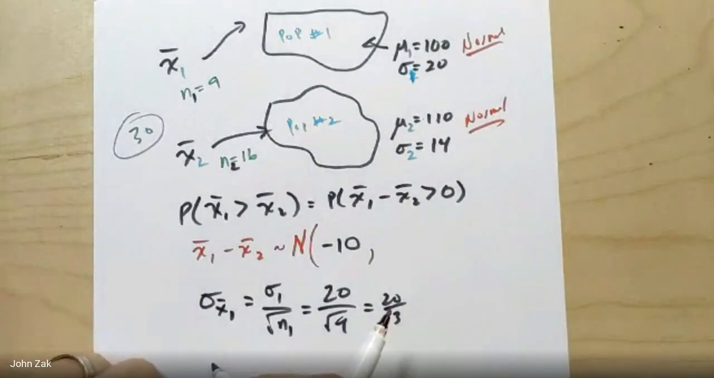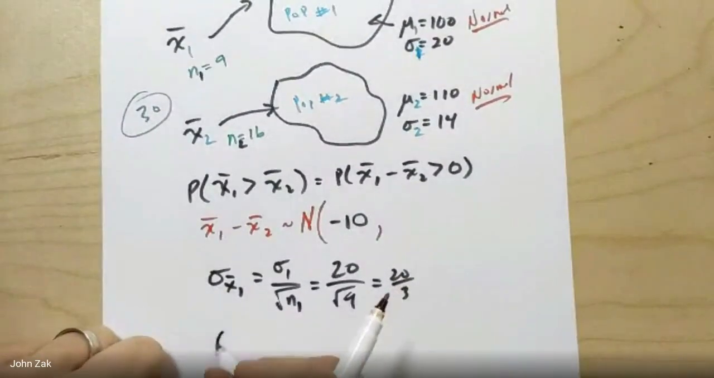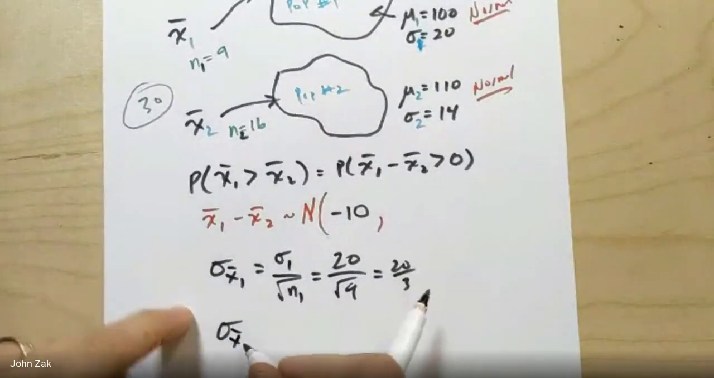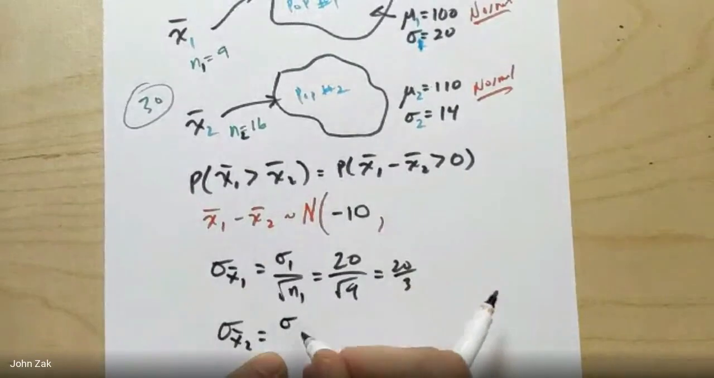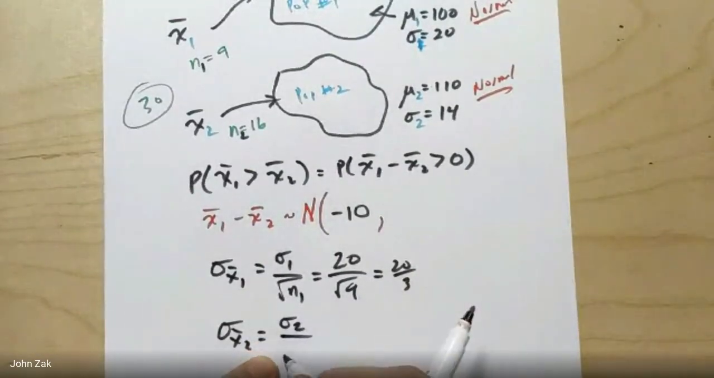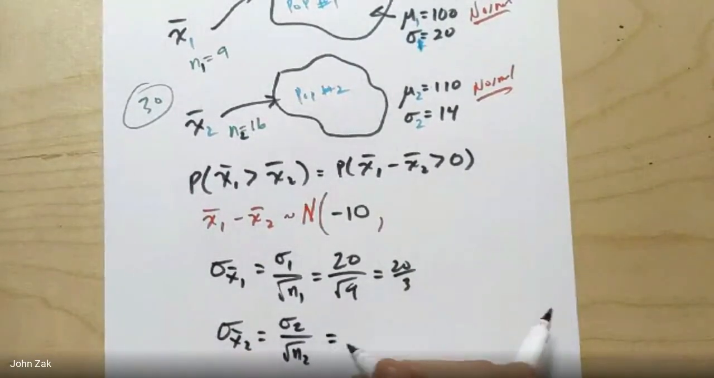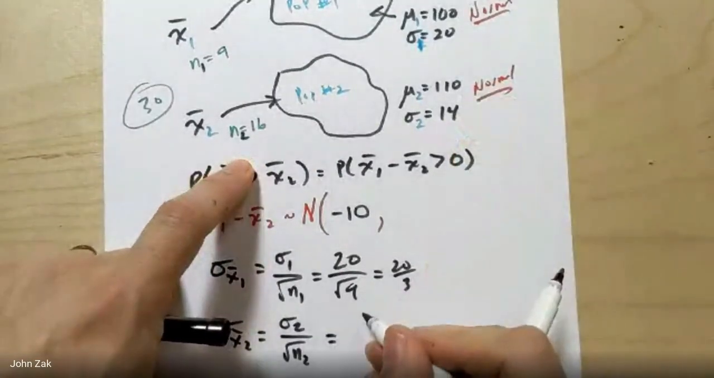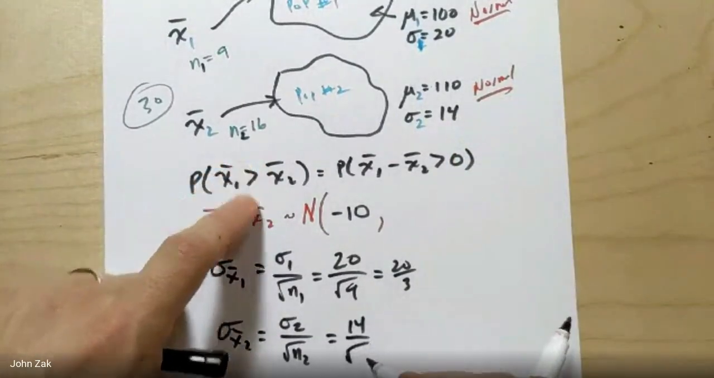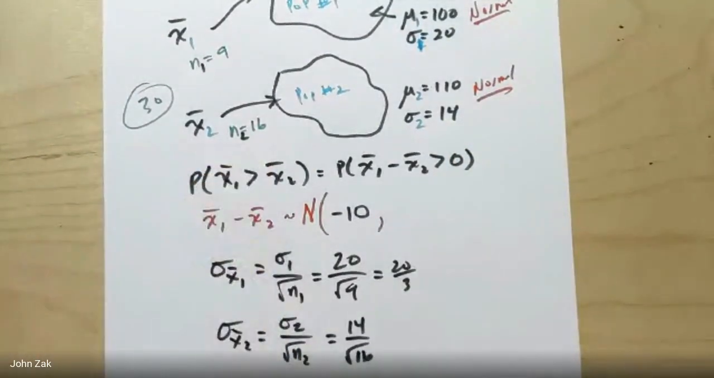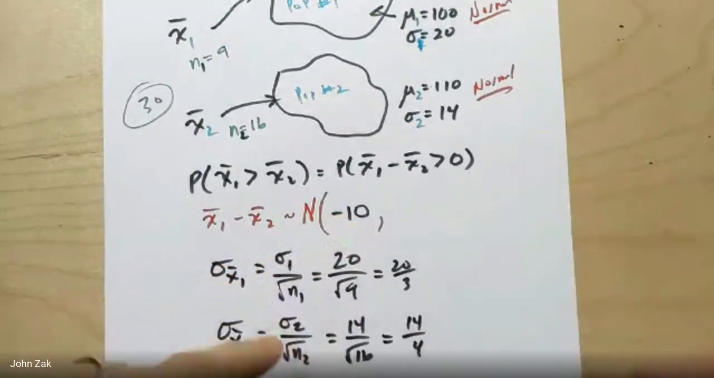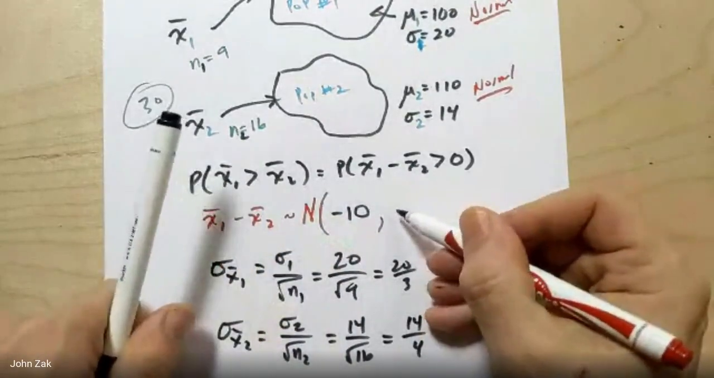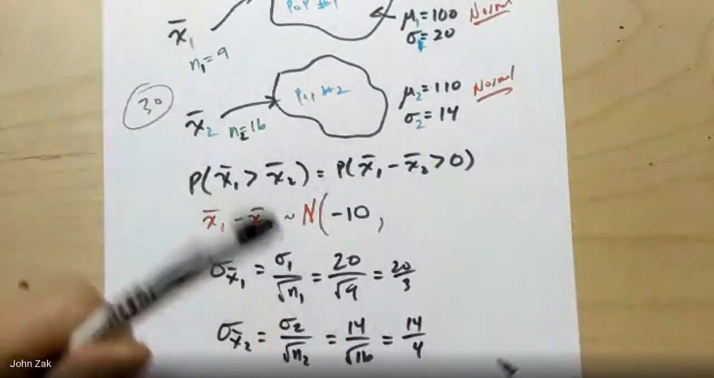And then if I think about it too, what's the standard deviation of sample mean 2's distribution? That would be population standard deviation 2 divided by the square root of the second sample size. So that would have been 14 over the square root of 16. Right. And so that would be like 14 over 4. Right. And so then when I go here and I say, what would be the standard deviation I use here? Remember, you add the variances.